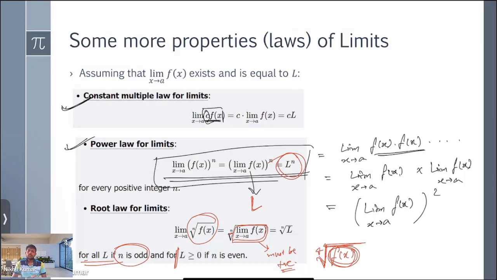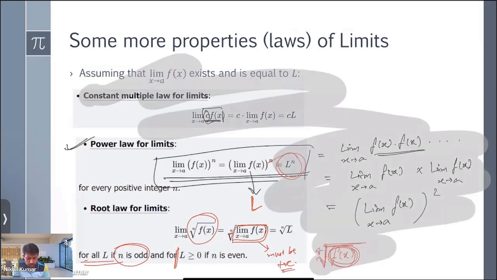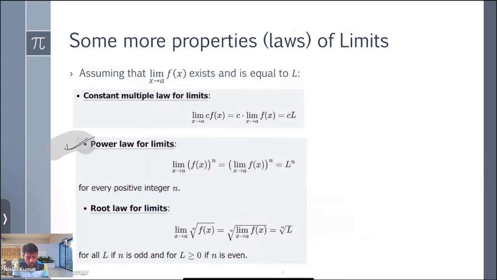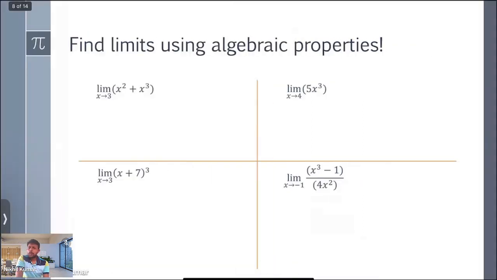Okay, I want you all to just take a look at these three properties. Pause for a moment, take a look at all these three properties. Let me clean this screen. Okay, yeah. If you want, you can take a screenshot or make a note. And we're going to find limits now.